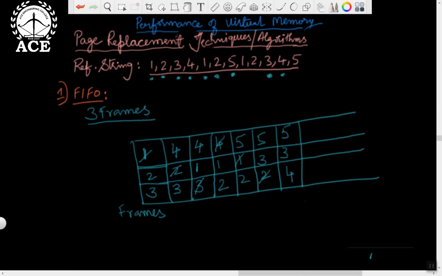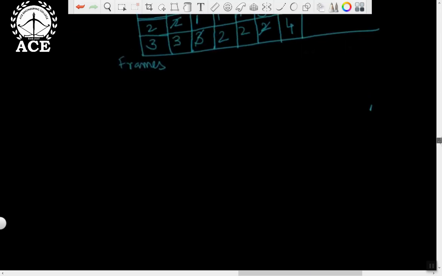Okay. Then lastly we refer 5, no page fault. So this is how it executes. So with 3 frames, how many page faults has it caused? 1, 2, 3, 4, 5, 6, 7, 8, 9. 9 page faults.